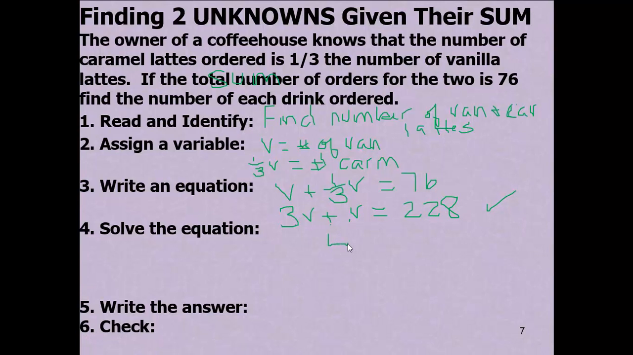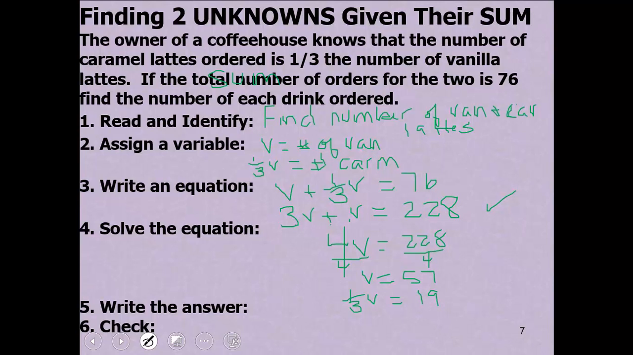So 3V plus 1V gives me 4V equals 228. Divide by 4. Actually, I think my handwriting is getting better. So V is equal to 57 vanilla lattes. And then 1/3 V, that's the same as V divided by 3. So if I divide 57 by 3, that's going to give me 19.